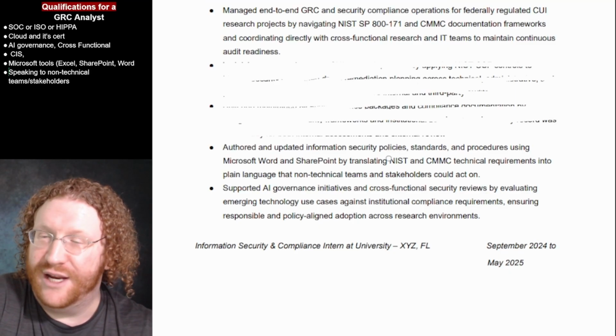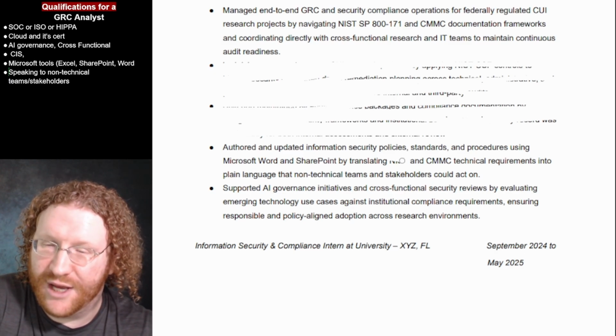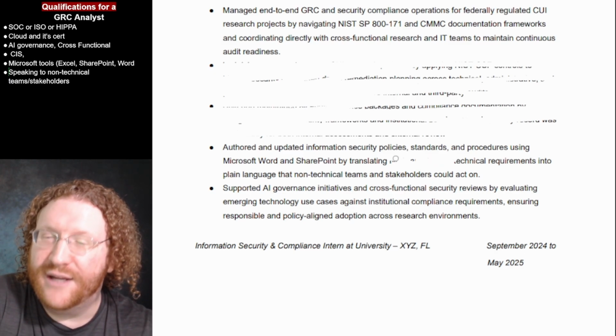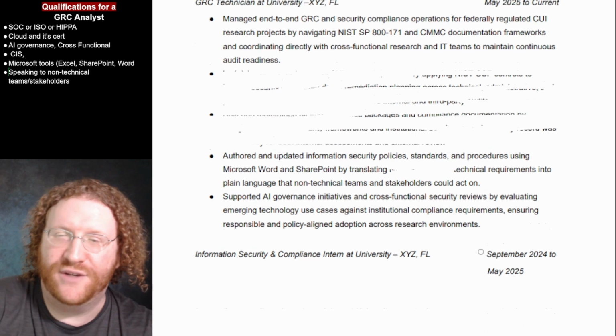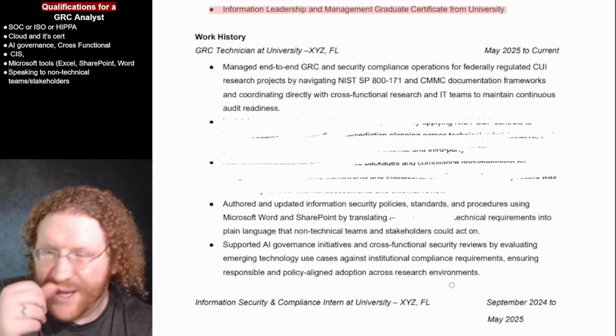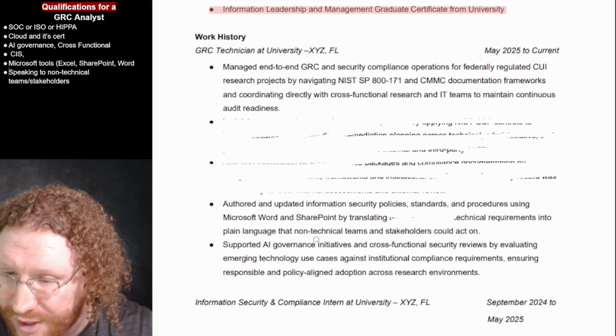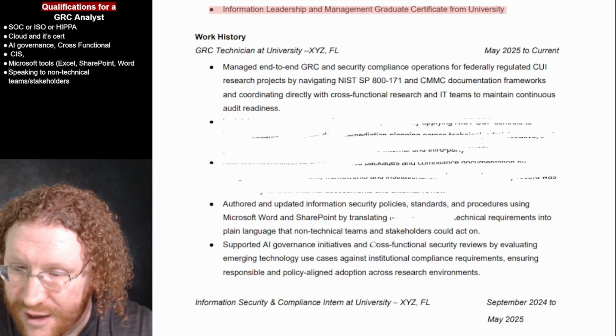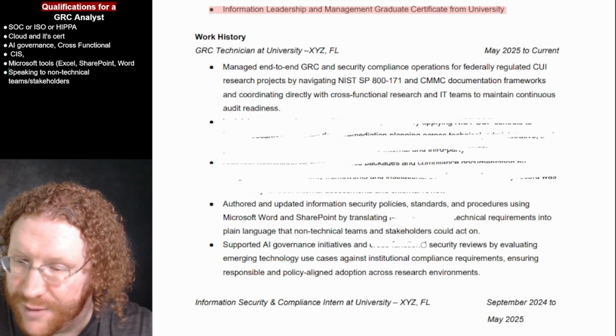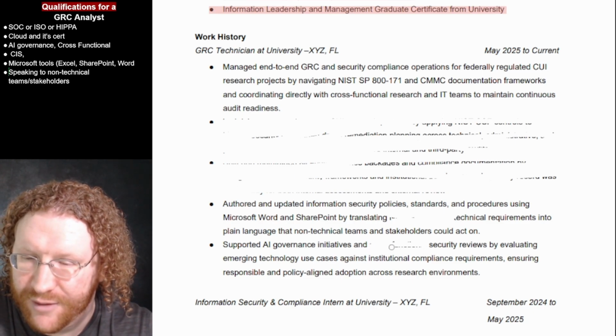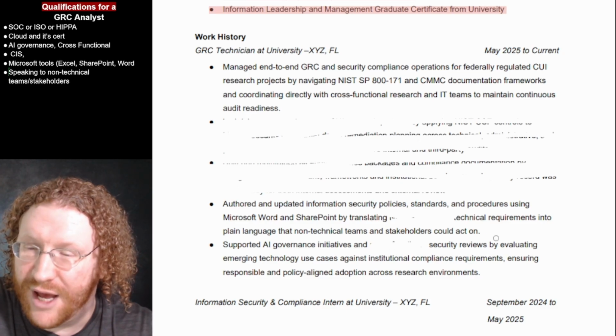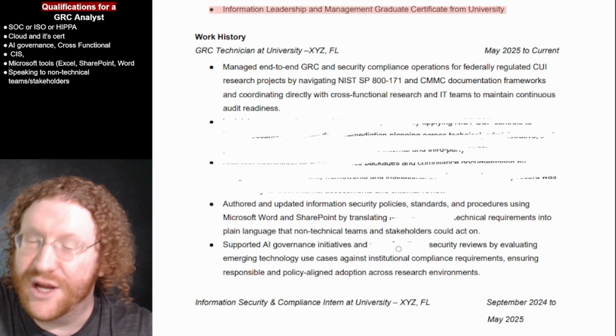Good. By translating NIST, you've already mentioned NIST. We don't need to keep saying this. By translating technical requirements into plain language. There we go. This should be your second bullet point. And then down here, supported AI governance initiatives and security. You already mentioned cross-functional repeatedly. I don't know if you need to mention it again here. Security reviews by evaluating emerging technology. There's nothing else in that.